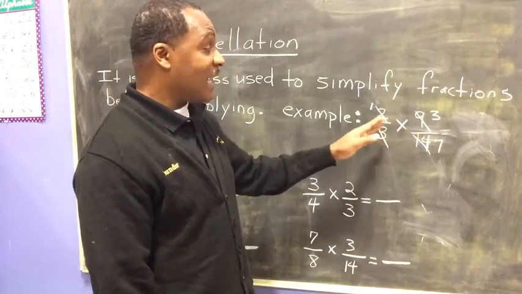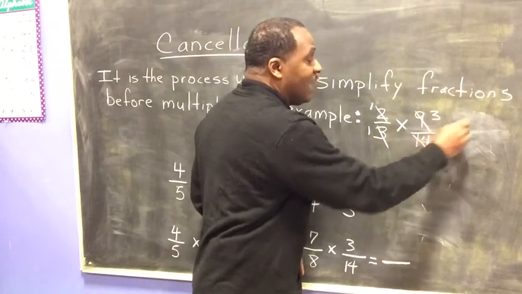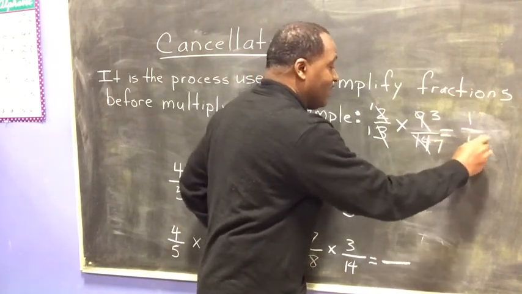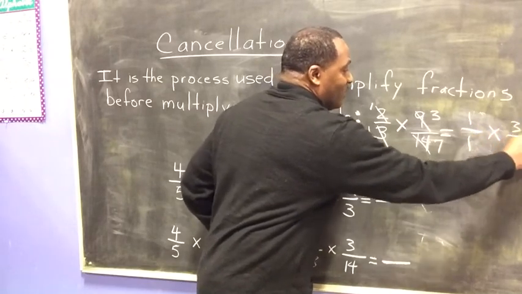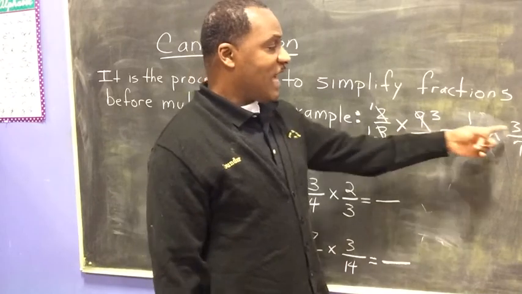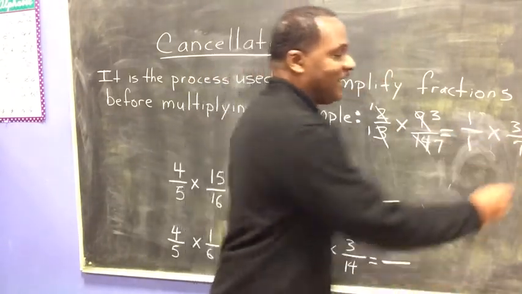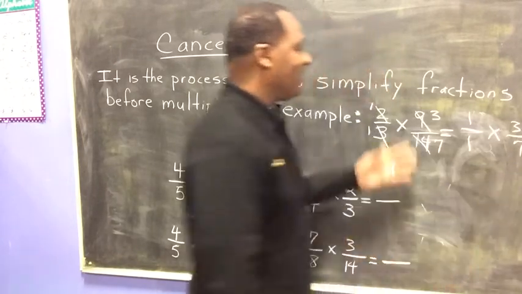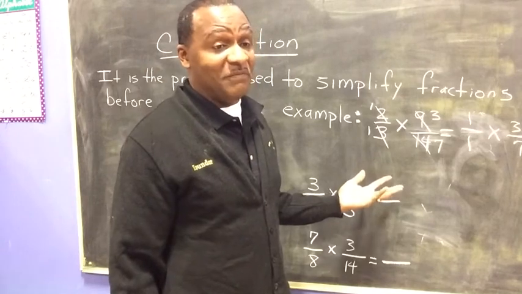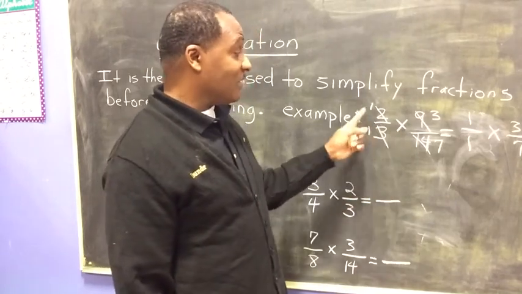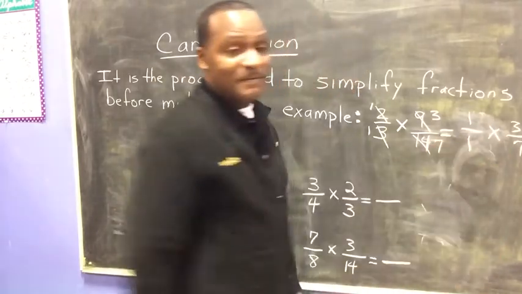one another. And so if I were to rewrite it, it would be 1 over 1 times 3 over 7. But wait a minute. 1 times 3 is 3, and 1 times 7 is 7. So really, when we canceled it, we actually got to the root of the fraction, didn't we? The new fraction was 3 over 7 anyway. So our answer is 3 over 7.